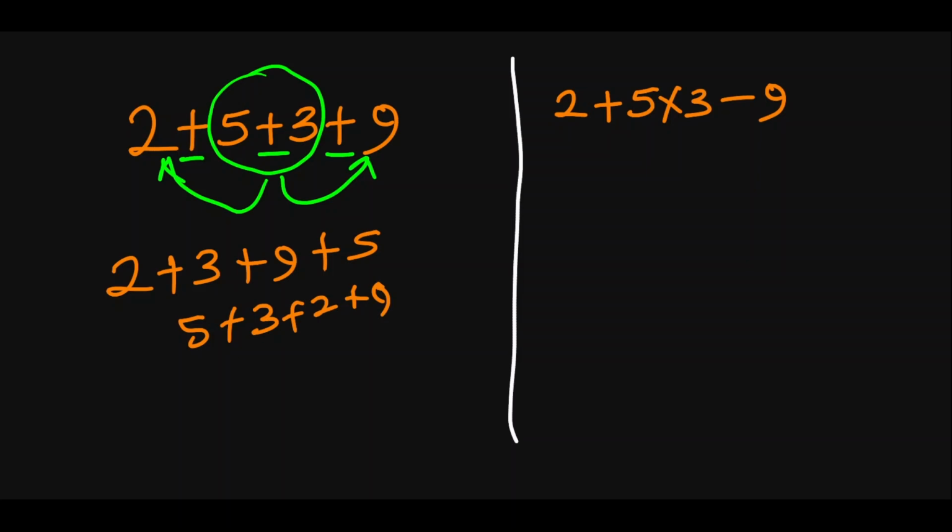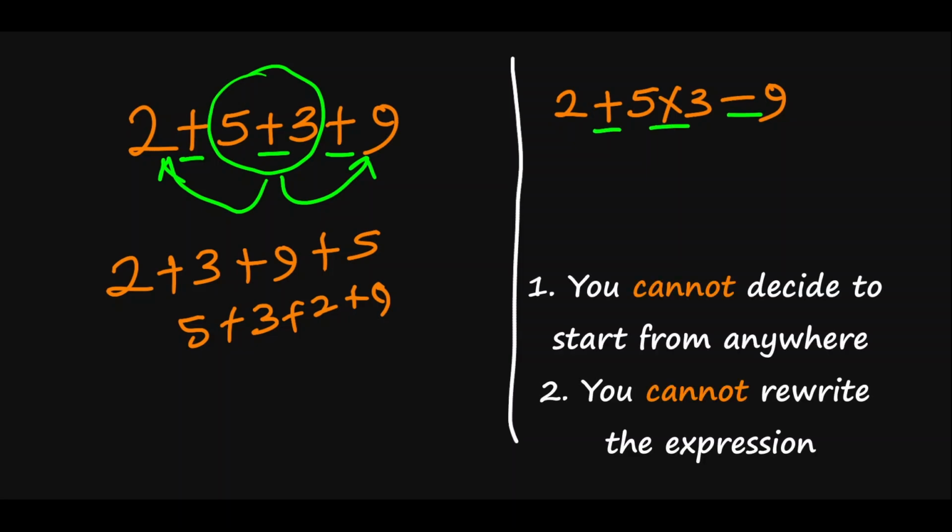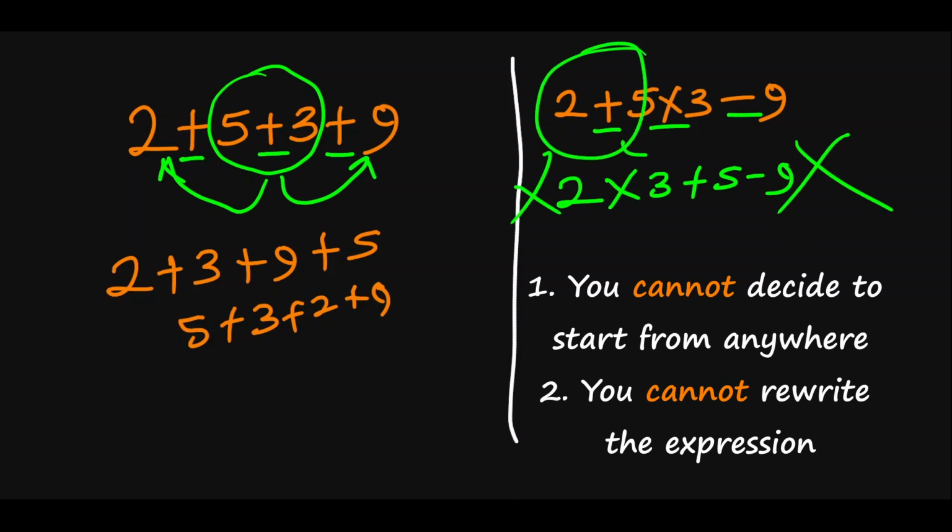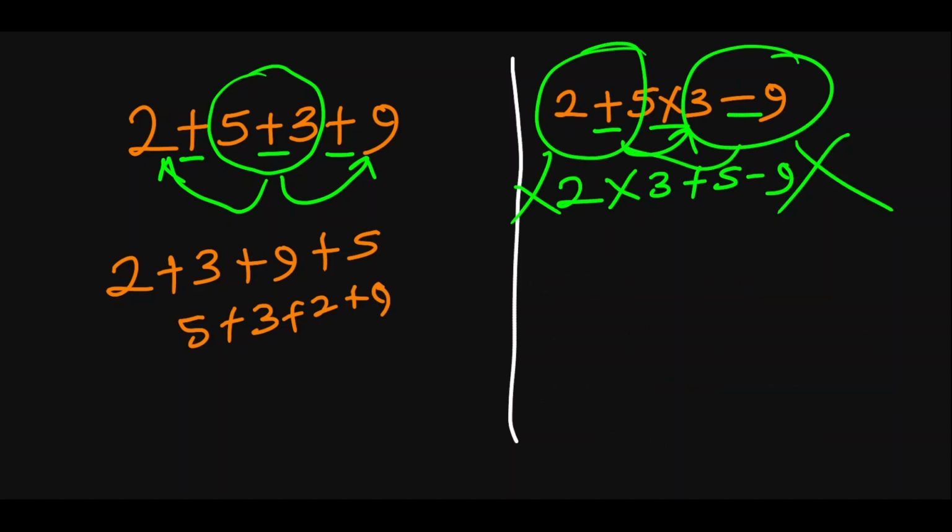It makes no difference. Now, if you come over to the right-hand side of the screen, 2 plus 5 times 3 minus 9, you notice here that the operators are different. So that takes away your freedom of rewriting the expression the way you like, say 2 times 3 plus 5 minus 9, or choosing where to begin. Say you want to begin with 2 plus 5 and then do this next, or begin here and do this next. No, you need a guideline to follow so that whatever process or steps you take to get an answer is exactly the same process or steps anyone anywhere in the world would also follow and get the answer.